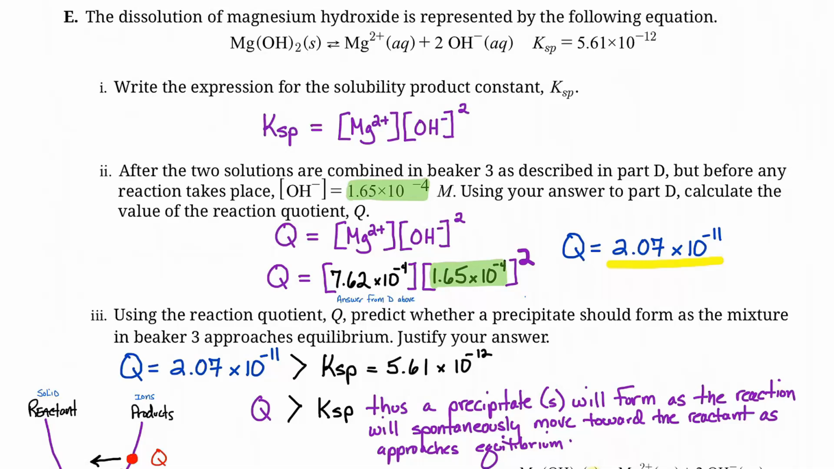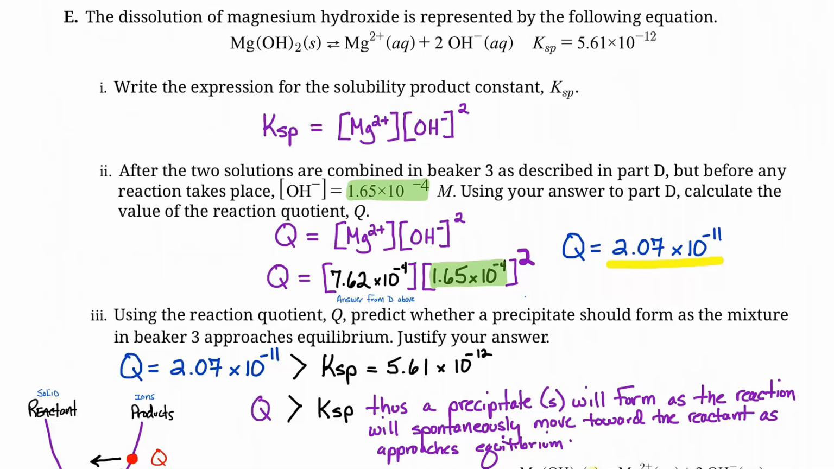Any case, that should be a freebie. This is what I call low-hanging fruit. You've got to really be able to pick that and get that point there. All right, so that's E-II. Felt like I'm a sailor here. But in any case, after the two solutions are combined, as described in part D, before any reaction takes place, the hydroxide concentration is 1.6 times 10 to the negative 4. Now, we haven't reached equilibrium. We just kind of poured them together.